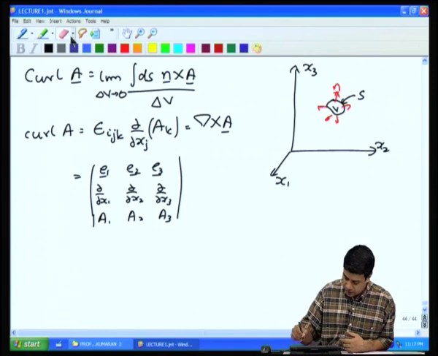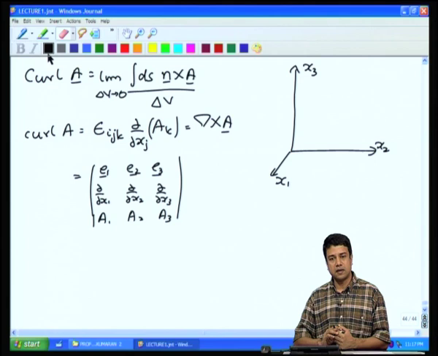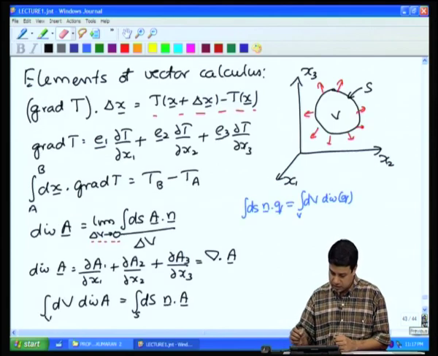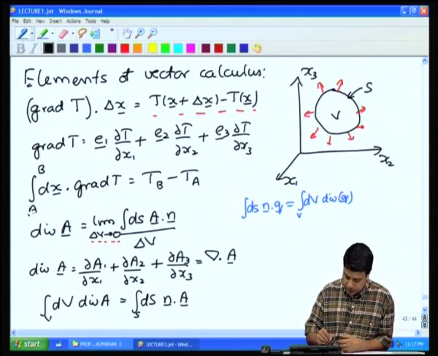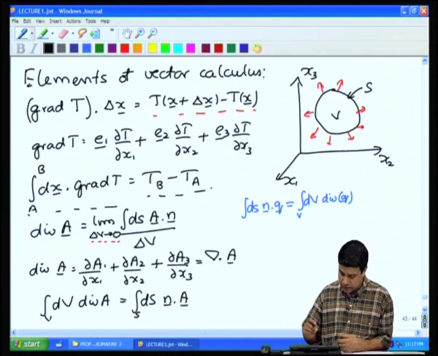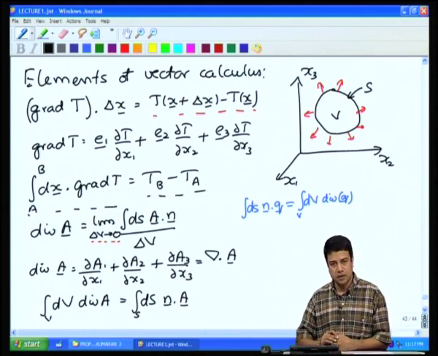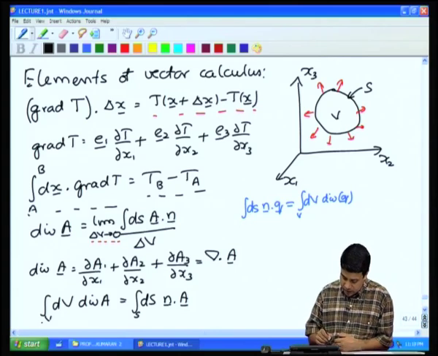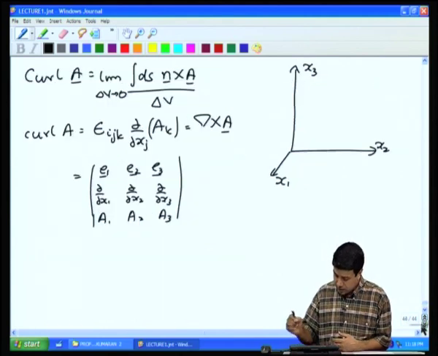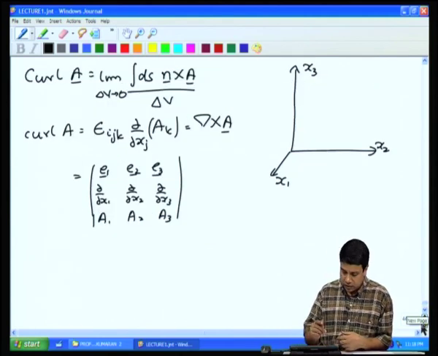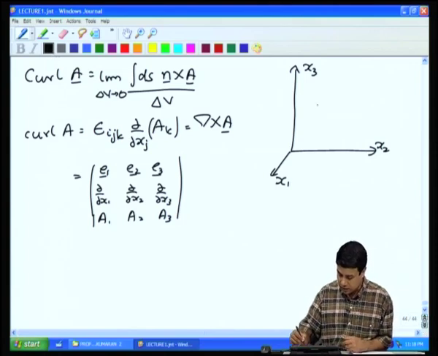And the equivalent integral theorem for this is, as I said, for the gradient, the integral theorem relates the line integral to the difference in a function between its endpoints. The divergence theorem relates the volume integral to a surface integral. Okay, so, that is the divergence theorem. The integral theorem for the curl relates the surface integral to a line integral.